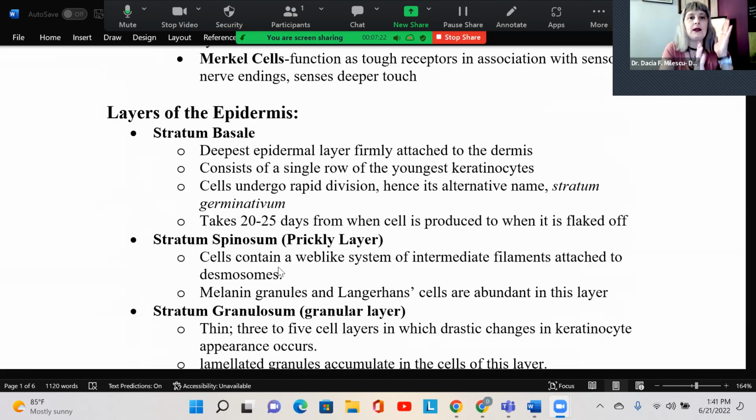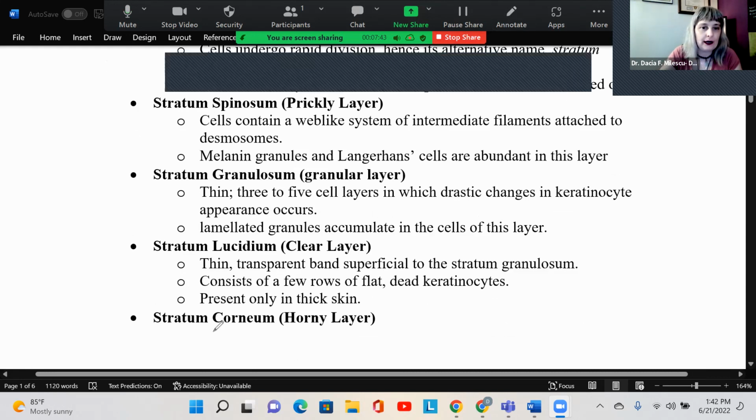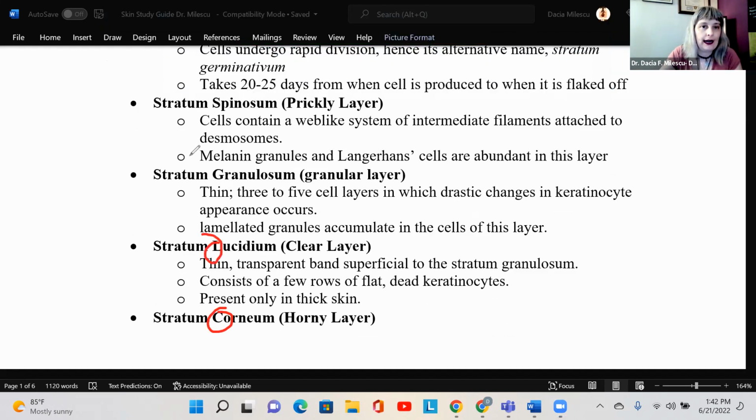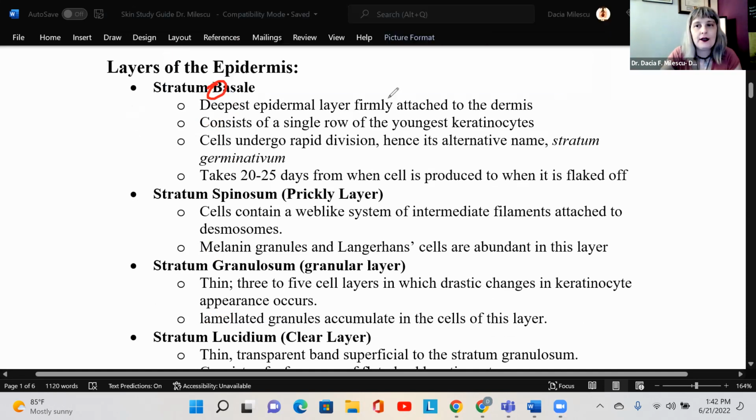So it's kind of like this transition between the epidermis and the dermis. All right, so the stratum basale is the deepest layer of the epidermis. It undergoes lots of cell division, mitosis, and it takes 20 to 25 days from when a cell is produced to when it is flaked off. All right, so C stands for can, stratum corneum, Lucy, grab, Sam's, and then if we scroll up, booty for basale. And that is pretty much it when it comes to understanding the epidermis.